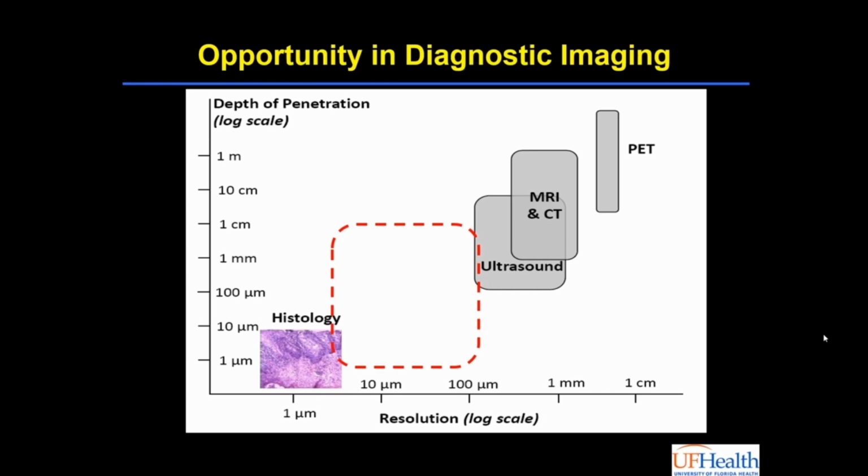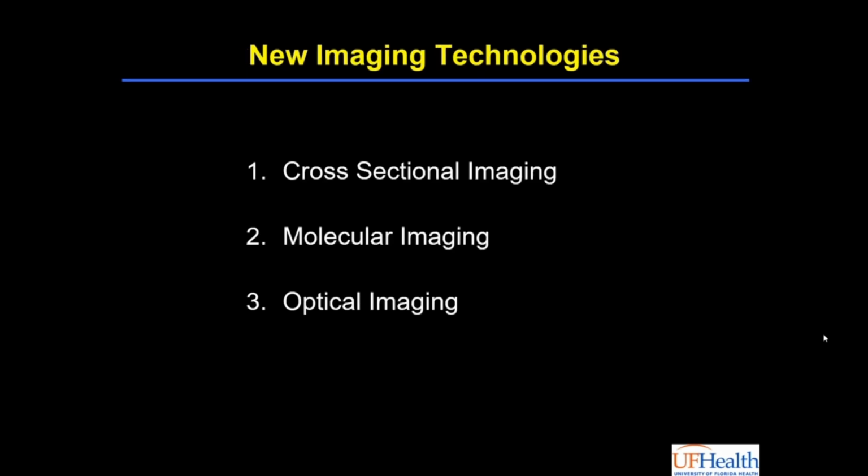And I'm going to go into some of the current imaging modalities that may fill the space. So we're going to talk about three things. Number one, cross-sectional imaging advances. Number two, molecular imaging. And lastly, optical imaging. So these are new imaging technologies that may help fill the space and answer the dilemma that we're facing.